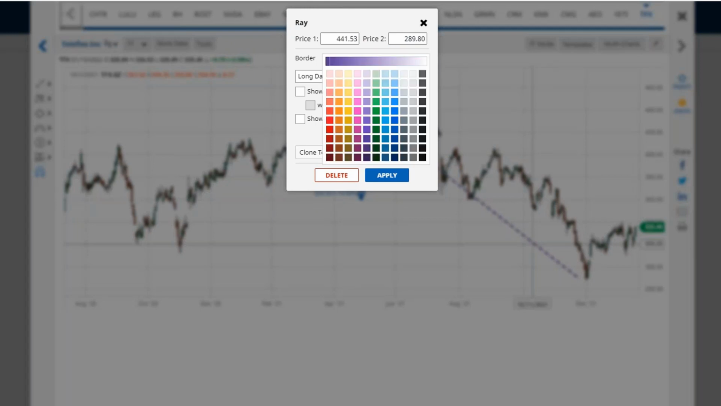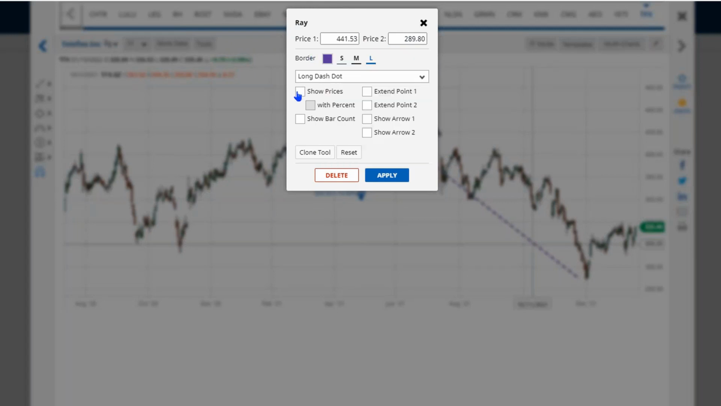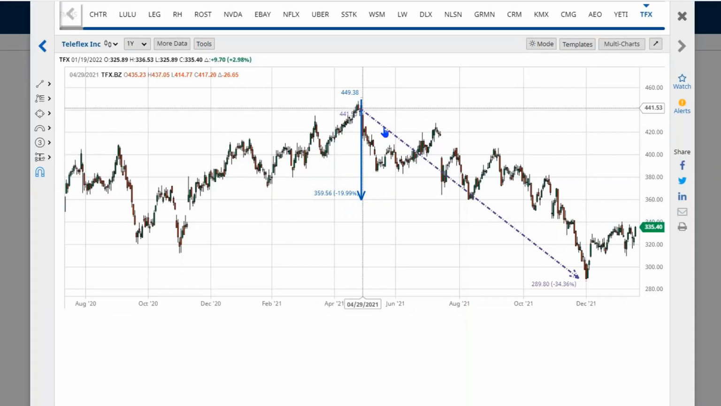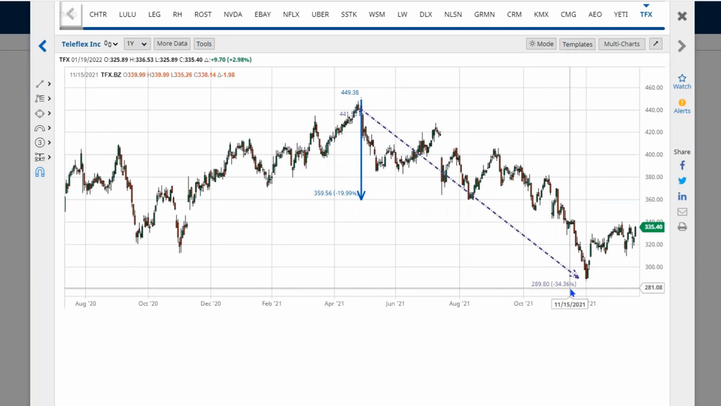I can change the color, right? There's a lot of things I can do, but what Gina's asking me is I'm just going to click on where it says show prices and show percentage. Now, if I want to put an arrow on it, I can do that as well, and apply, and now it shows me the distance, the two prices, the high, the low, and the percentage change. In this case, looks like our stock, Teleflex, has fallen almost 35% from its most recent high.